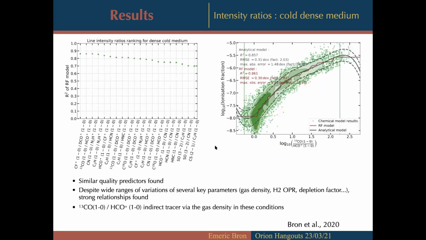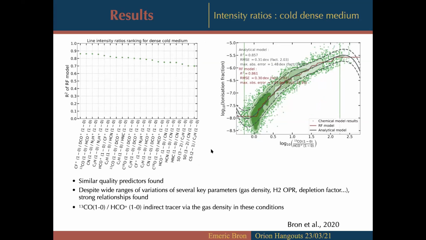Now, in the cold dense medium, I show here the same kind of plot, but this time for cold dense medium conditions. We see that we still have pretty good tracers, a bit less good than the previous case, but still a pretty tight correlation with a slightly larger scatter, but we will still be able to estimate at least the order of magnitude of the ionization fraction.